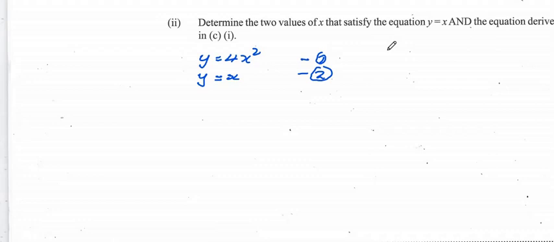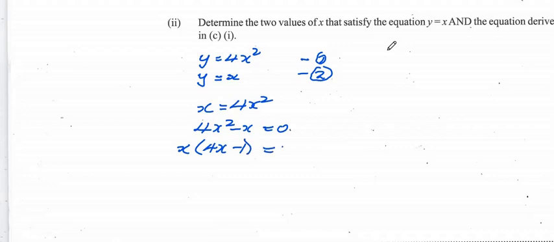Okay, since y is equal to 4x squared and y is equal to x, we can equate. So we can say, therefore, x is equal to 4x squared. Okay, so we're going to rewrite it. We have 4x squared minus x is equal to 0. So we are going to factorize this expression now. The only common factor here is x. So it will be x into 4x minus 1 is equal to 0.